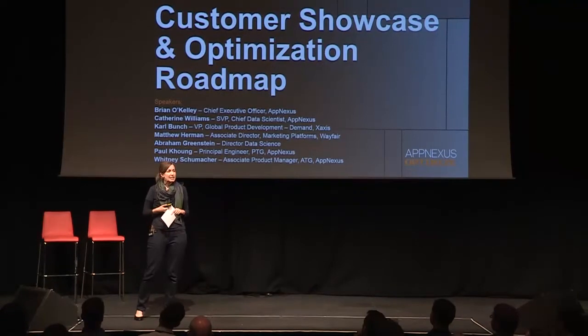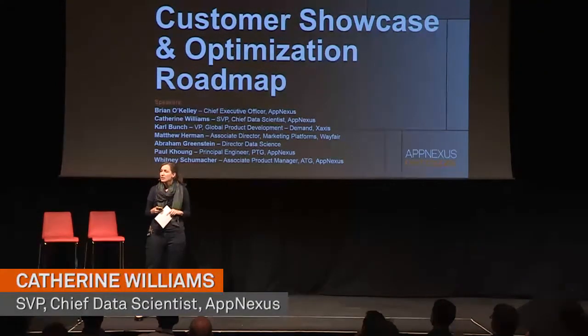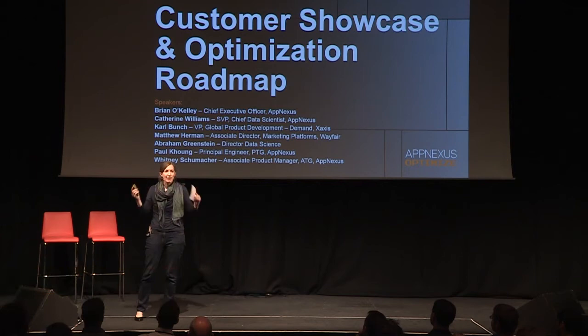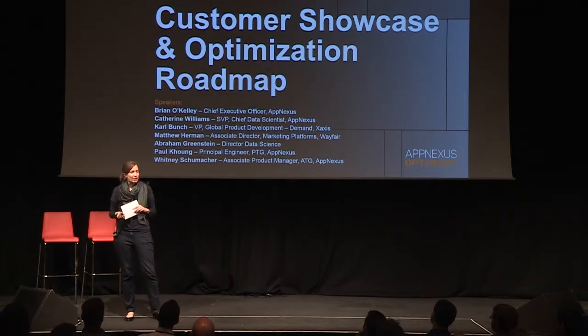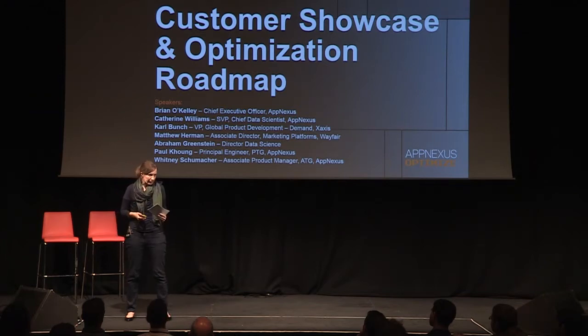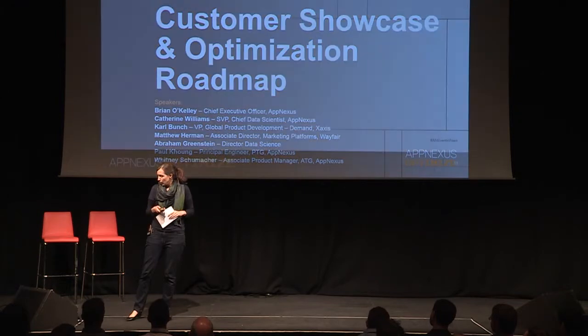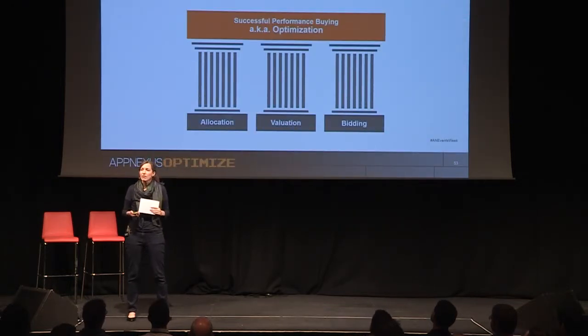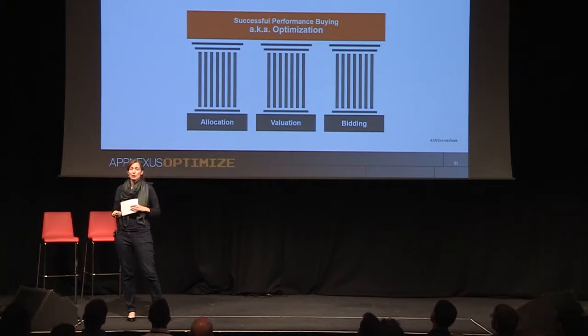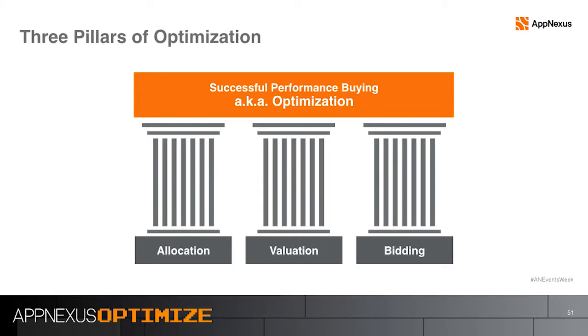Optimization. My guess is that for most of you in this room, in the context of RTB buying, you already have a sense of what optimization means, what it entails. But at AppNexus, over the past few years, we have found it increasingly helpful to be rigorous about breaking optimization, or more precisely, successful performance buying, into its component parts, or pillars, if you will. So I'd like to share what we are currently thinking of as the three fundamental pillars of optimization. And those are allocation, valuation, and bidding.